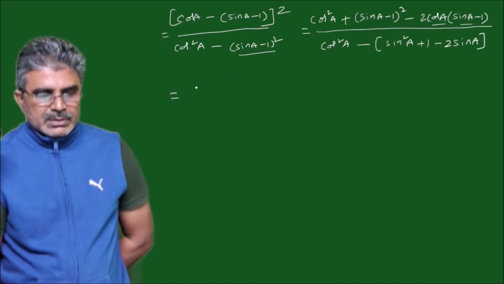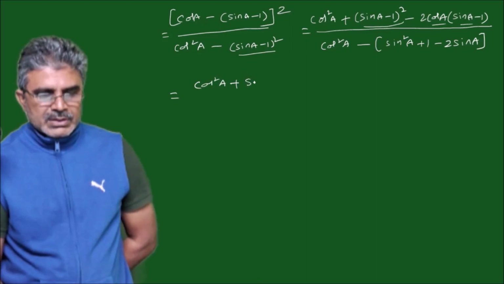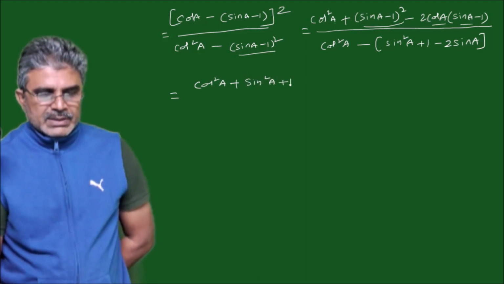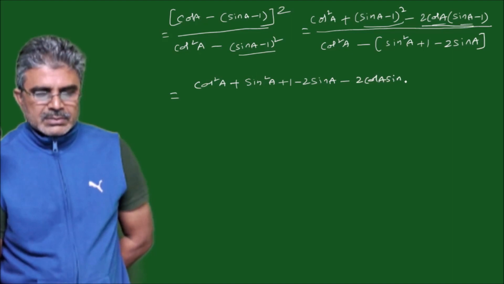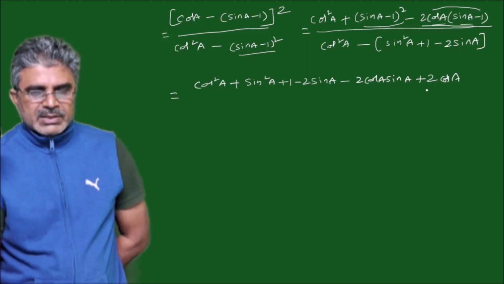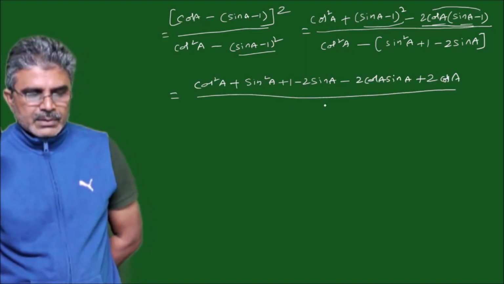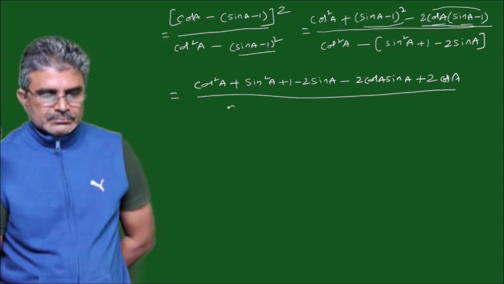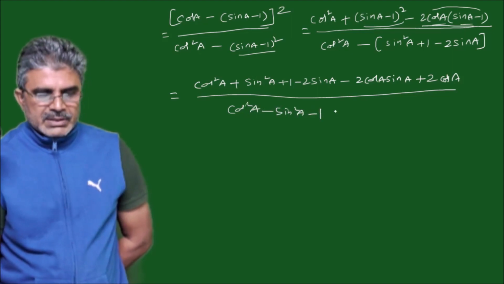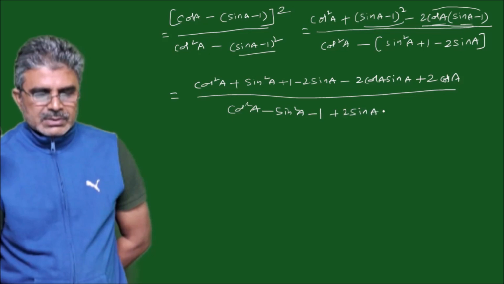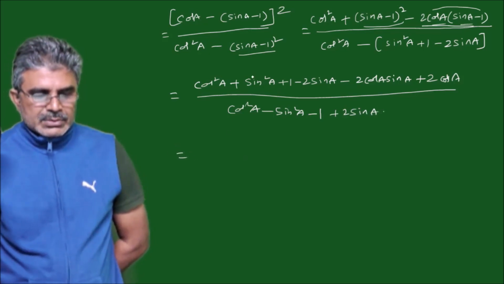So which will give, on top you have cos square A plus, I want to expand this term, so you will get sin square A plus 1 minus 2 sin A, and expand this term also, minus 2 cos A sin A plus 2 cos A, minus 2 cos A and minus 1 you will get plus 2 cos A, divided by, and below you have cos square A minus sin square A minus 1 plus 2 sin A.